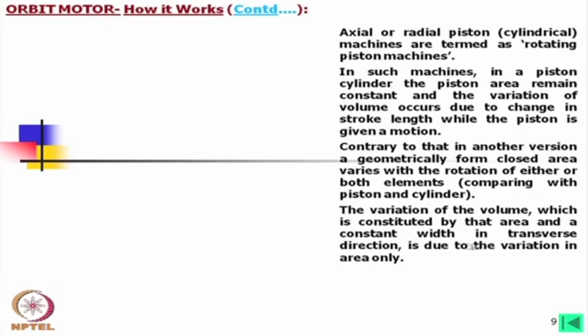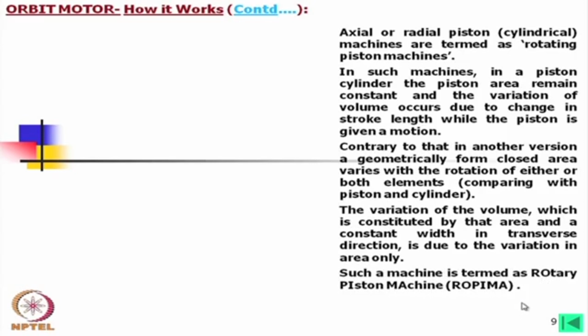This means that in this new machine, in comparison to what we were talking about, the variation of volume is equal to the variation of area into the constant width. So, if we equate the time variation of the area, that will give the volume displacement of the machine for a unit area, unit width.